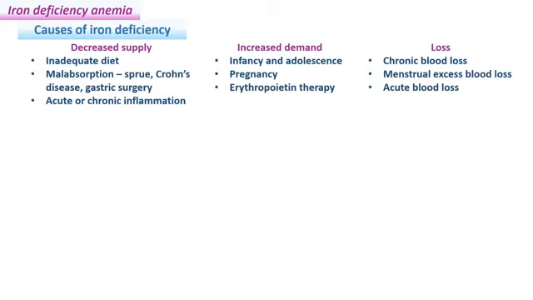Now come to the causes of iron deficiency: decreased supply of iron, increased demand of iron, excessive loss of iron. First, decreased supply of iron, like inadequate diet, malabsorption like tropical sprue, Crohn's disease, gastric surgery, acute or chronic inflammation. Increased demand: infancy and adolescence, pregnancy, erythropoietin therapy. Regarding excessive loss, for example, chronic blood loss, menstrual excess blood loss, acute blood loss.